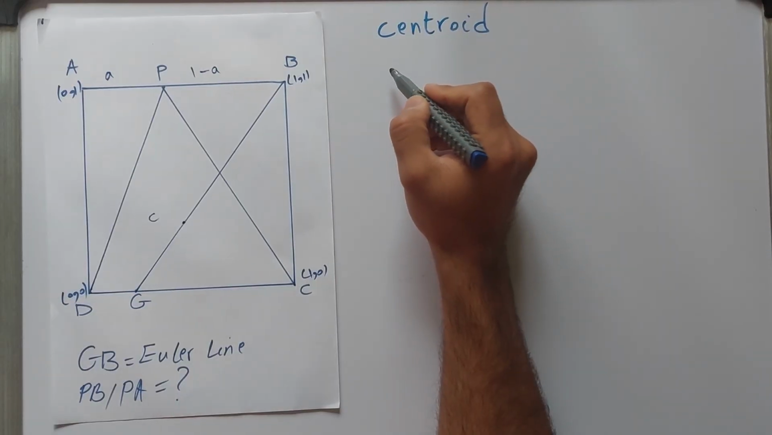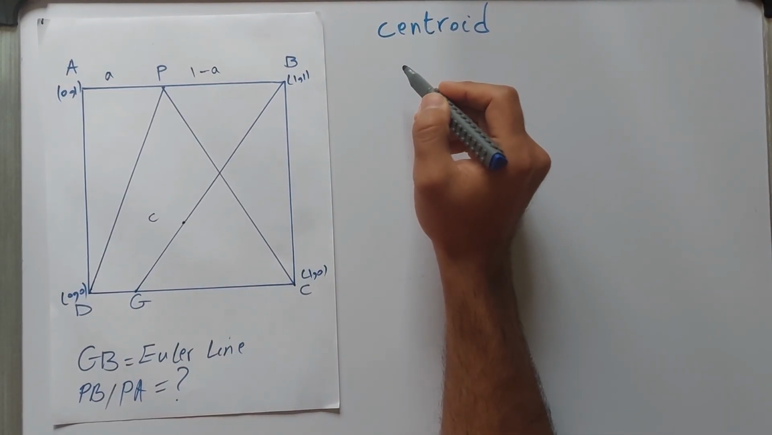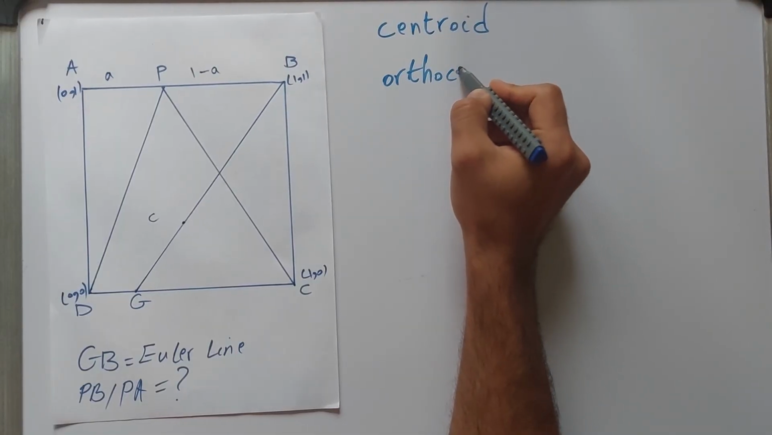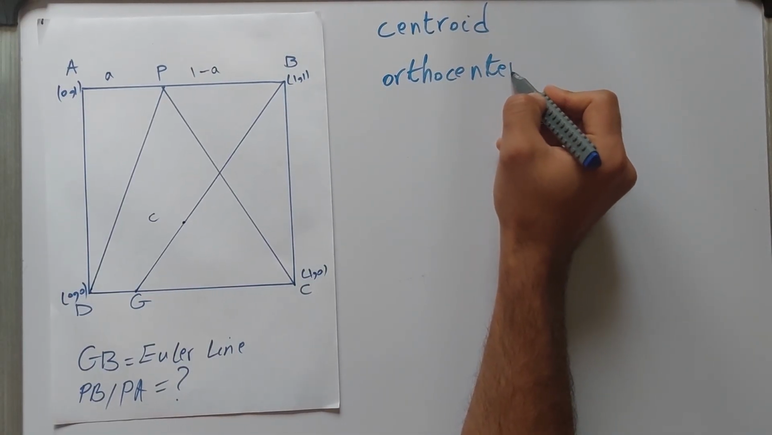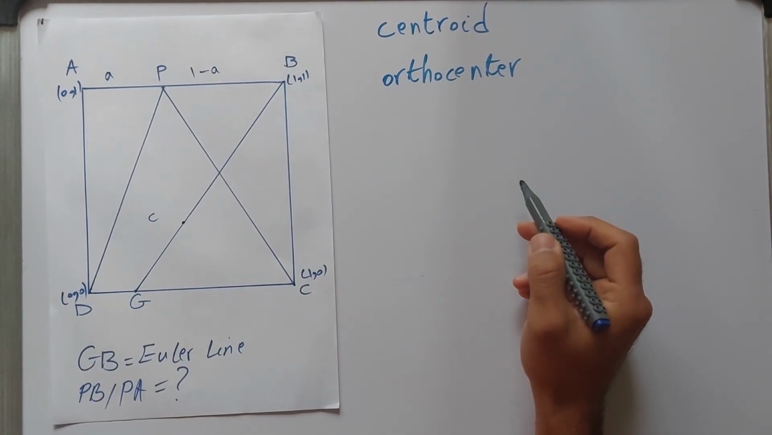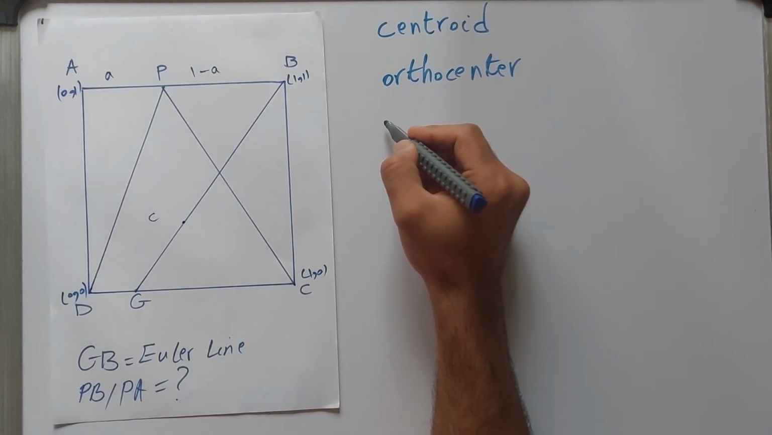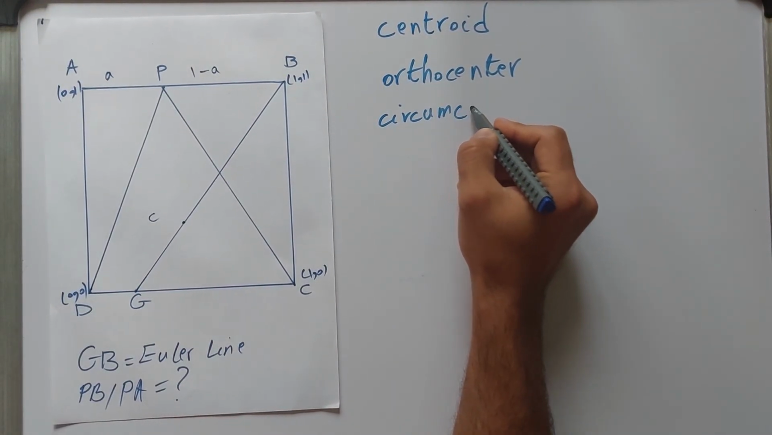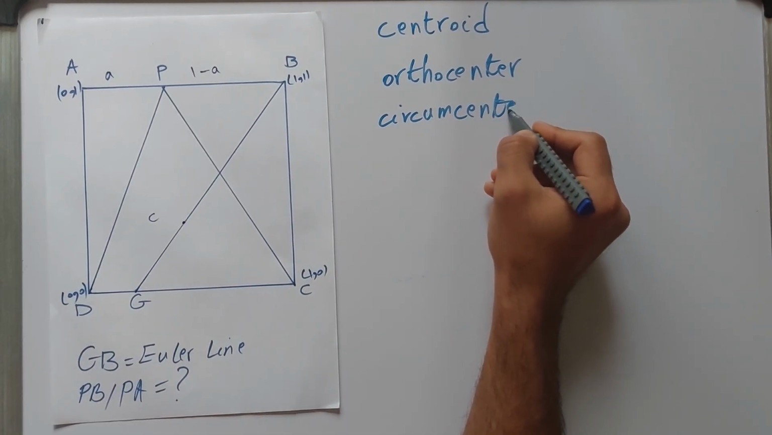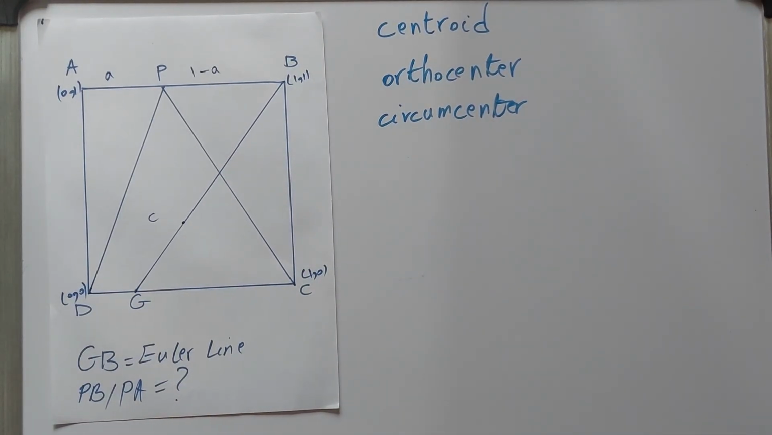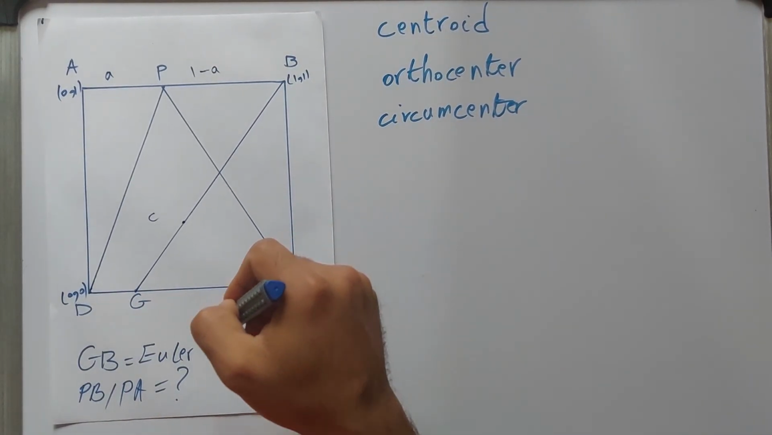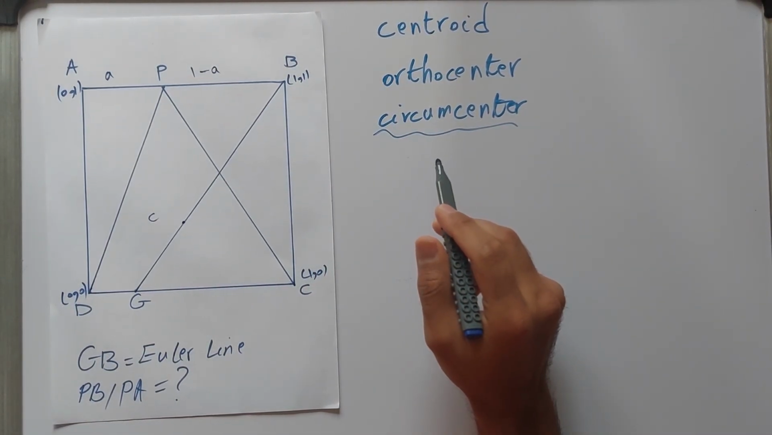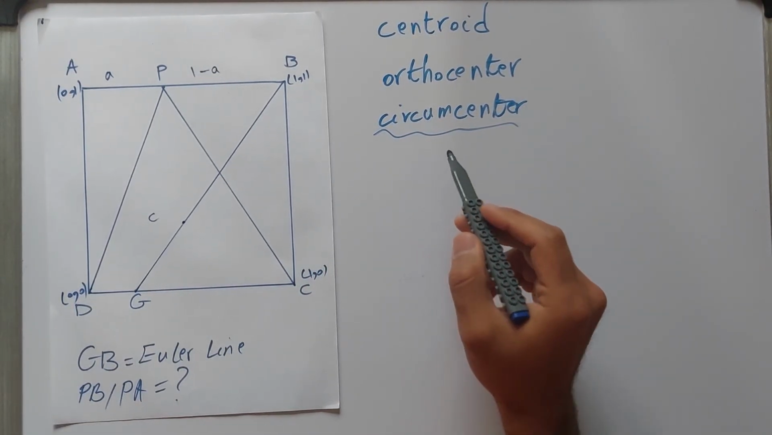Another point on the Euler line of the triangle is the orthocenter. The orthocenter of the triangle is the intersection point of the altitudes of the triangle. And another one is the circumcenter. The circumcenter of a triangle is the intersection point of the perpendicular bisectors of the triangle sides, and that's also the center of the circumradius.